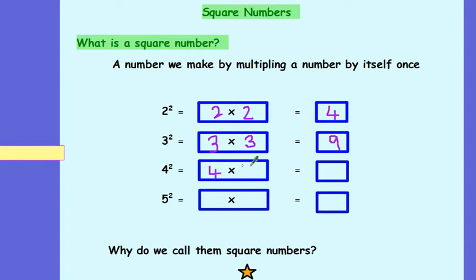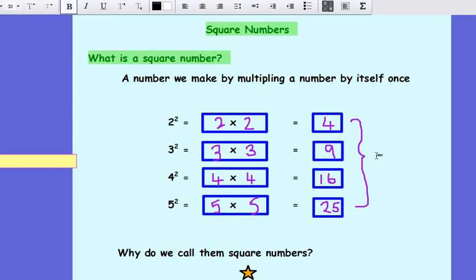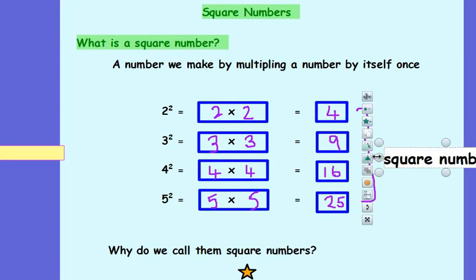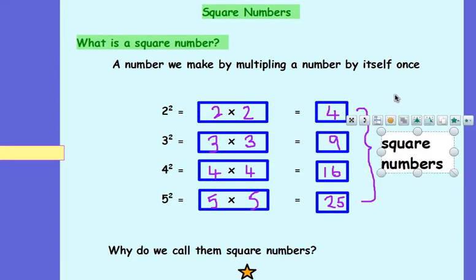4 squared would be 4 times 4. My square number is 16. And 5 squared is just 5 times 5, which gives me 25. So all these numbers, 4, 9, 16 and 25, we call them square numbers. Hopefully this is just recapping something you already knew and bringing it to the top of your memory again.